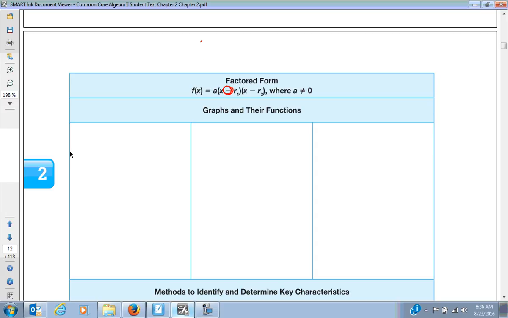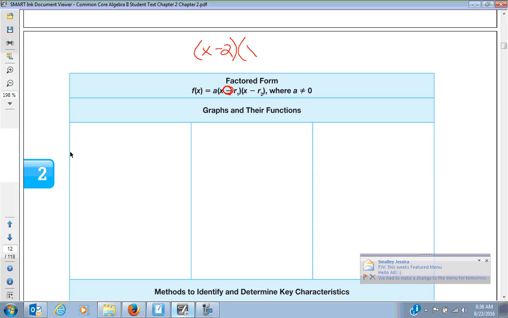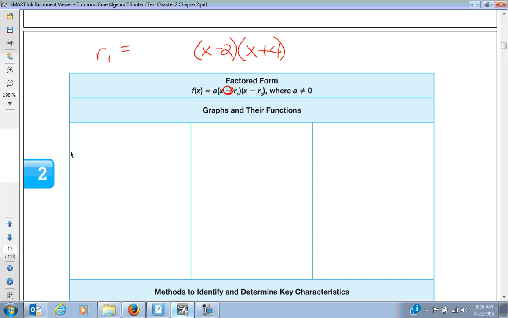So if I had a factored function that looked like this, what is my R1 value? It's actually 2. What did I just finish telling you? This subtraction sign is supposed to be there. So if that subtraction sign is supposed to be there, my R1 value is sitting right there, which is 2. Are you with me?